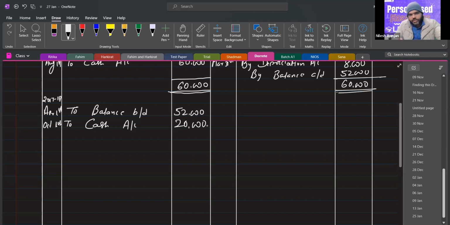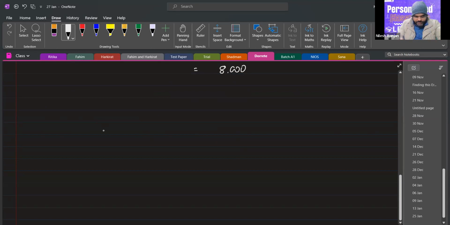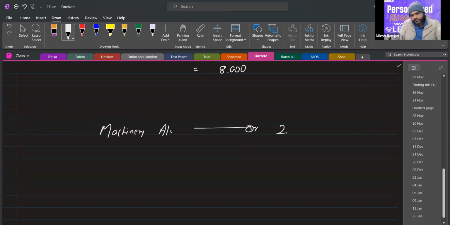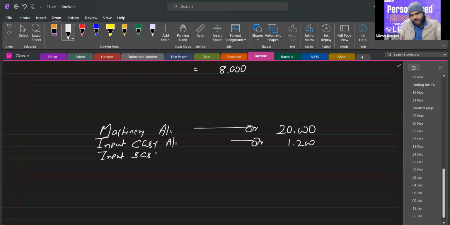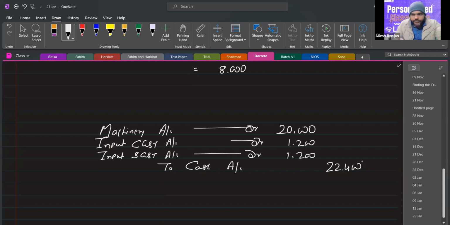So 20,000. Actually, GST will not be written here, because if you pass the journal entry, let's say we write machinery account debit 20,000, input CGST account debit, it will be 6%, so 1,200. Again, input SGST 1,200 to cash. Now tell me which amount will go in which account. The total is 22,400. One item will go to machinery account, one to input CGST, one to input SGST, and the next to cash account. So there will be four accounts affected by this journal entry.